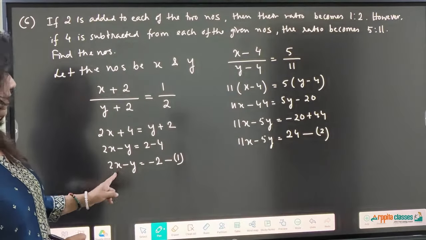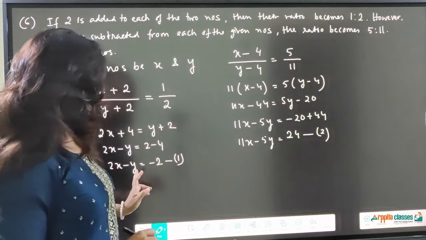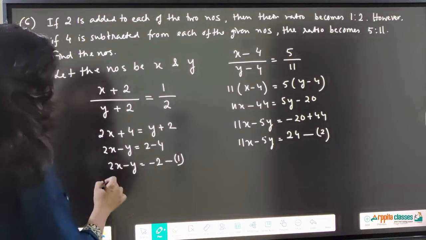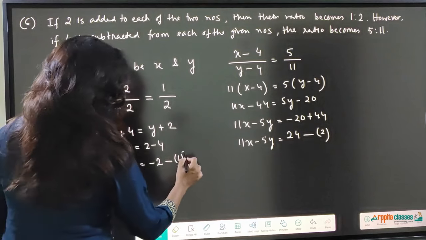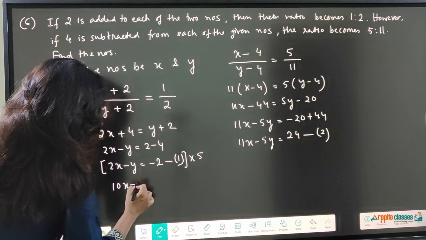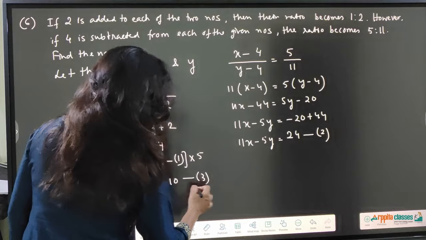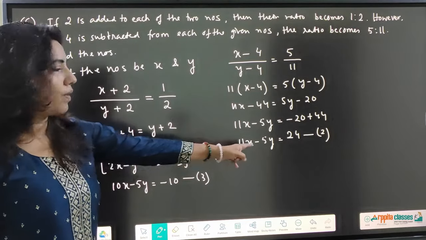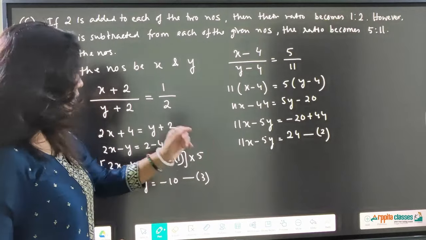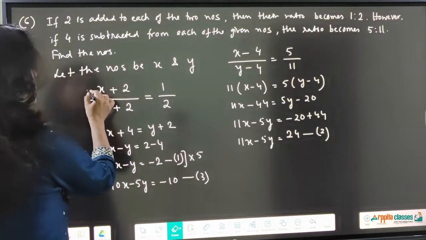So my equation number 1 is 2x minus y. I can see this is minus y and this is minus 5y. So I'll multiply this whole equation by 5. This will become 10x minus 5y is equal to minus 10. That's my equation 3. So now the coefficients of y are the same and the signs are also the same. So we will subtract now. Okay, so I'll erase this part.